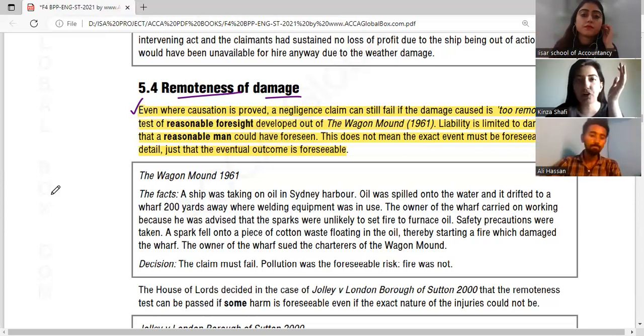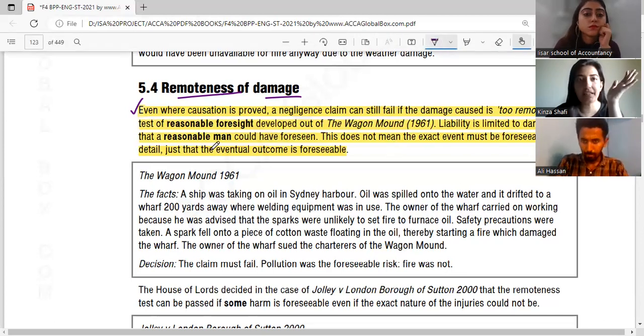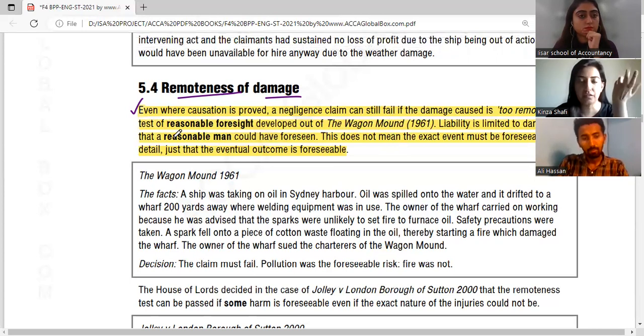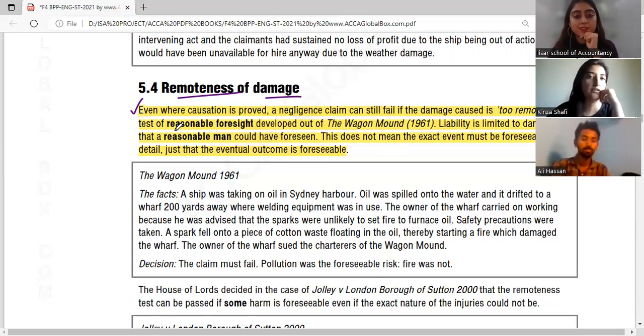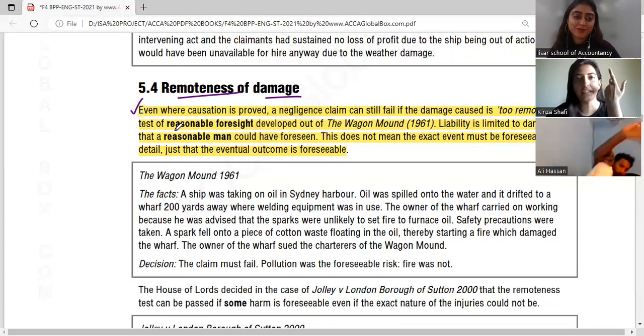For example, if you talk about a school, they cannot say, okay, we did not even think that the guard could be doing this. It should be in their mind. It's not like they have to be professional in it, but they cannot say, we are the educationists, we don't know what the other factors are.